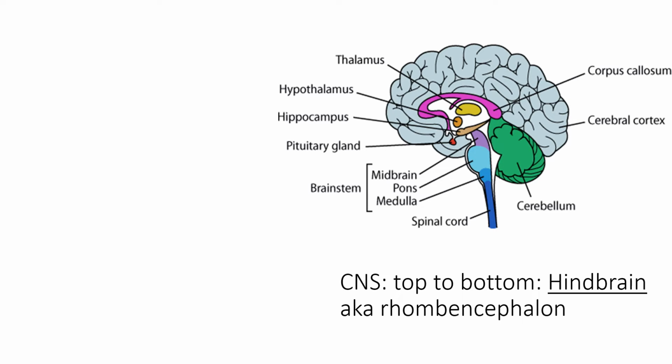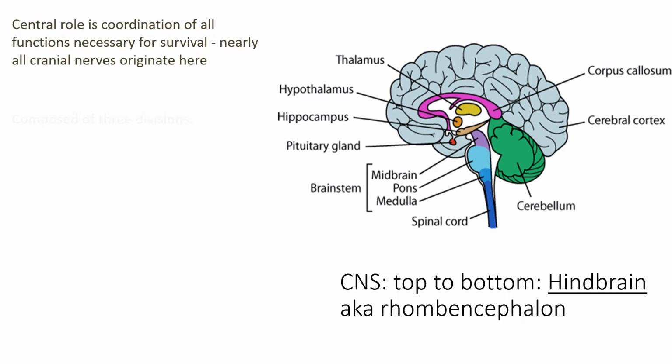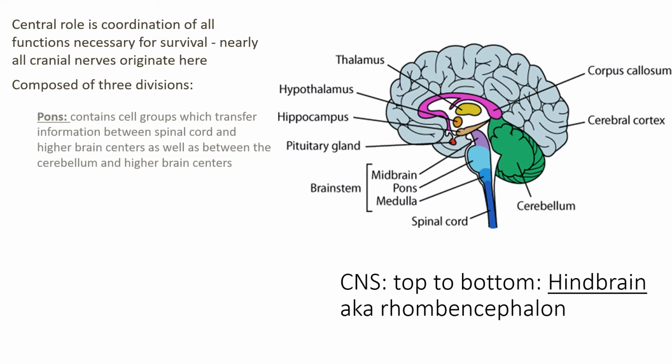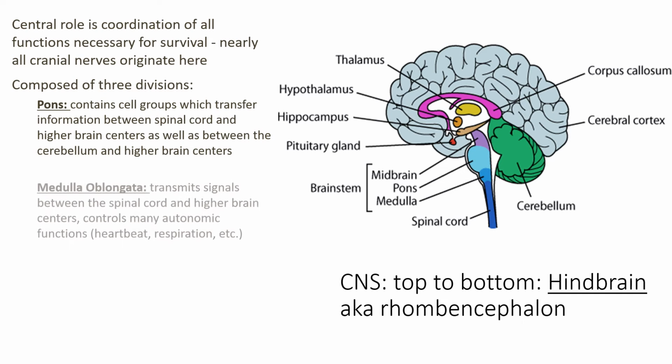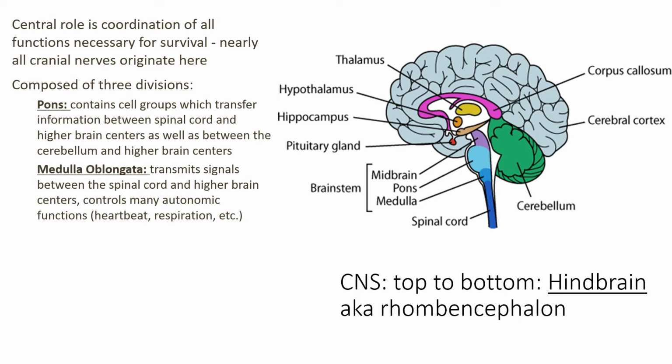The next section is the hindbrain, also known as the rhombencephalon. This has a central role in coordination of all functions necessary for survival. Nearly all cranial nerves originate here. It is composed of 3 divisions. The top is the pons, which contains cell groups which transfer information between the spinal cord and higher brain centers, as well as between the cerebellum and higher brain centers.